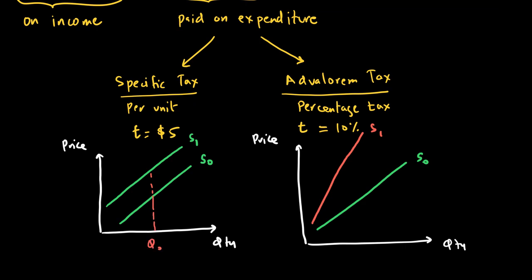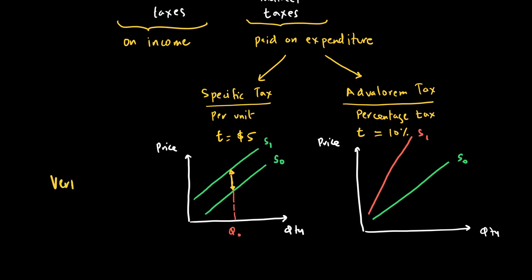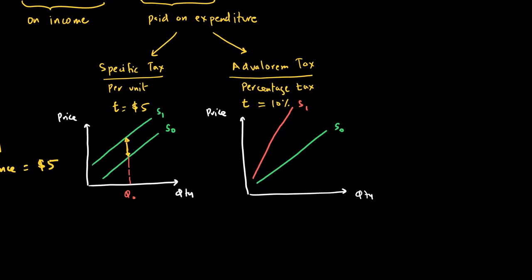Now this means that every time I look at any quantity, for example Q0, and I ask what's the vertical distance between these two supply curves, the answer will be $5. The distance is not going to change because the amount of tax is flat. So it's a flat tax. The supply curve shifts backward or upward in a parallel manner by $5 every time.